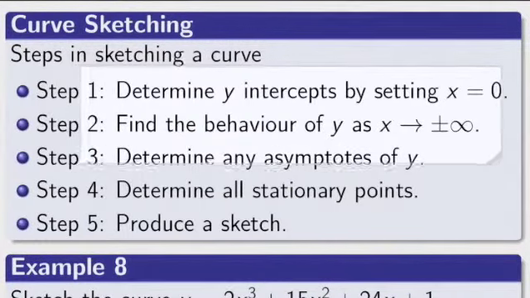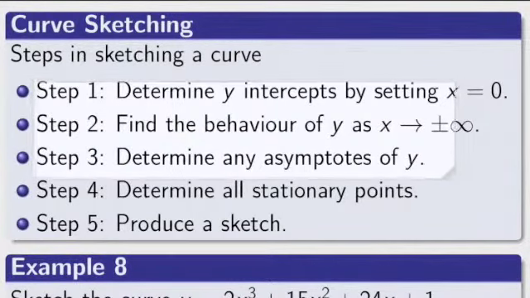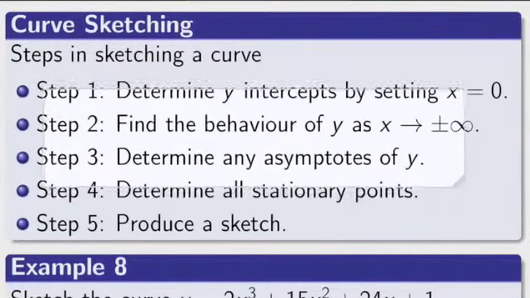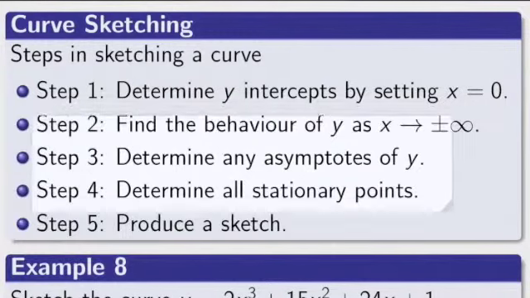We will find the behavior of y as x approaches plus or minus infinity. In step 3, we'll determine any asymptotes of y. Asymptotes of y are curves or lines which get arbitrarily close to y but never touch the curve y. We will speak about asymptotes more in the examples.